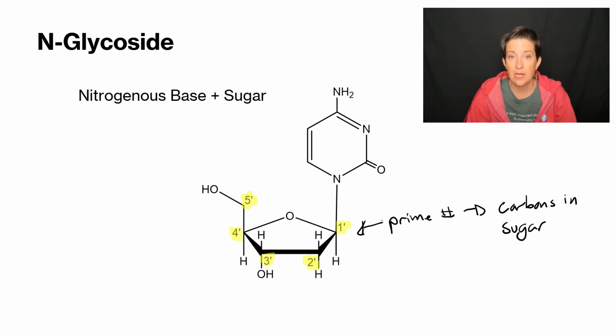We use this language especially when we talk about building these polymers. When we say the 5' end or the 3' end, we are referring to the ribose or the sugar in that nucleoside or nucleotide. The nitrogenous bases, if we talk about the carbons in those, we'll just say carbon 1, 2, 3. So that prime is very important in distinguishing between which carbons we are talking about.